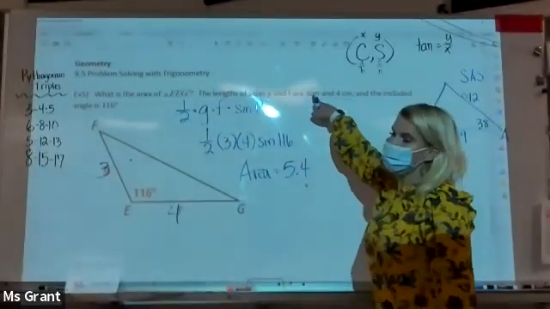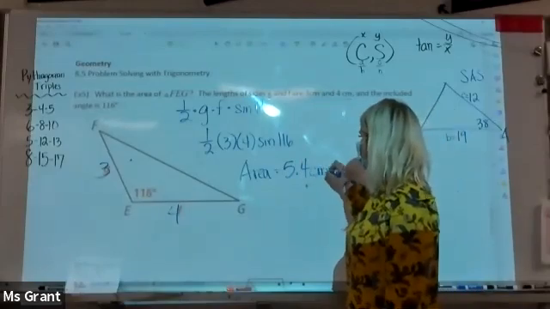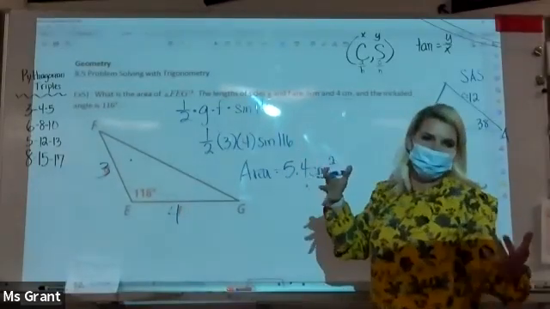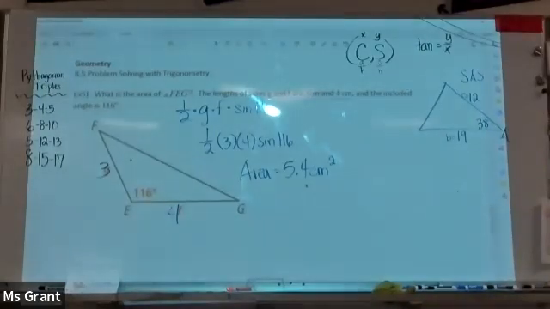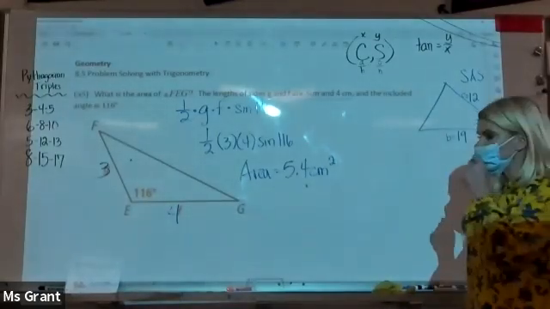And the unit of measure is centimeters squared because area is always something squared. Good. Okay. So we're going to stop there on notes.